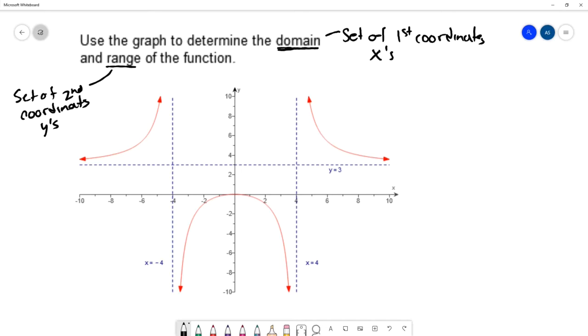So we want to use this picture to help us determine the domain and range. Now this picture is a little bit confusing, especially at this time in the class. We don't have a lot of experience with this type of graph. As we move forward in the class, we will get a lot more experience with these types of graphs in Chapter 4. This is a graph of a rational function, and it has some features that are new to us.